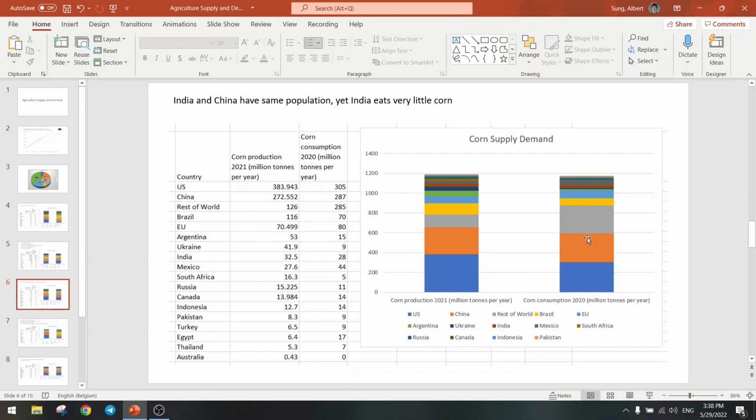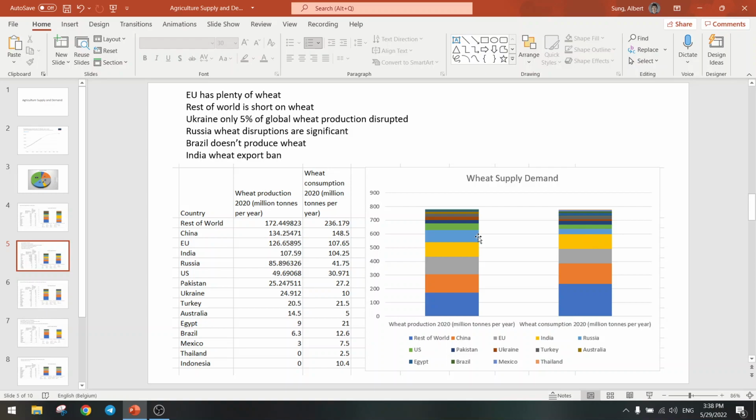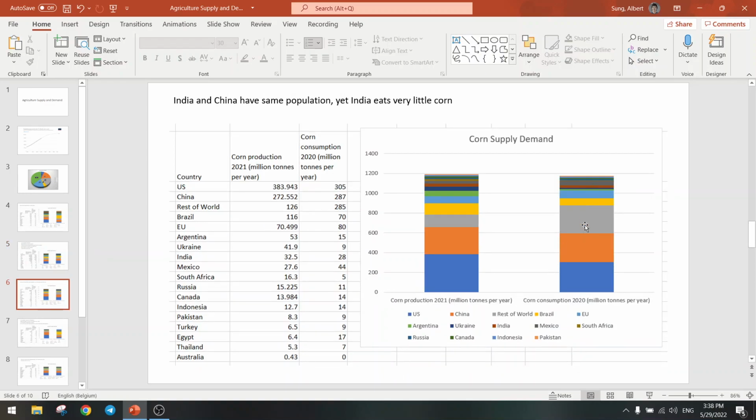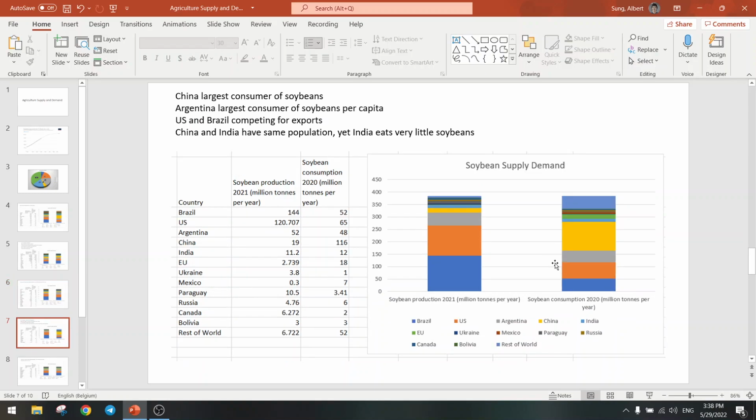They eat less corn. Now on wheat, they eat less as well. So India eats less than China. On corn, they eat less than China. And we will see that for soybeans, India is also eating less than China.